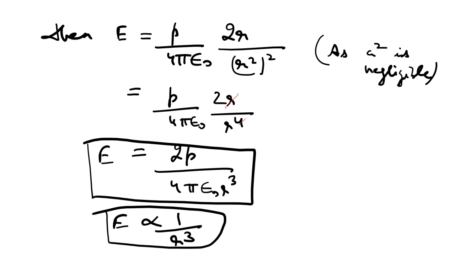That is, the electric field intensity due to a dipole on its axial line is inversely proportional to R cube. This is a very important question, maybe from the derivation point of view and also for MCQ type, asking what is the relation between the electric field intensity and R, the distance from the center to the point where we are calculating the electric field intensity.